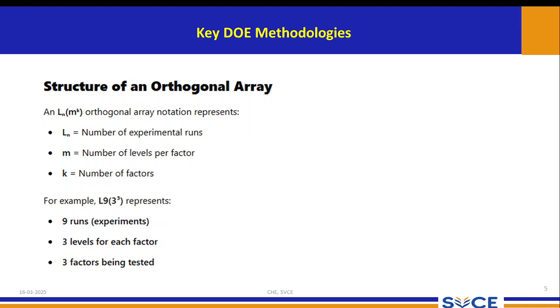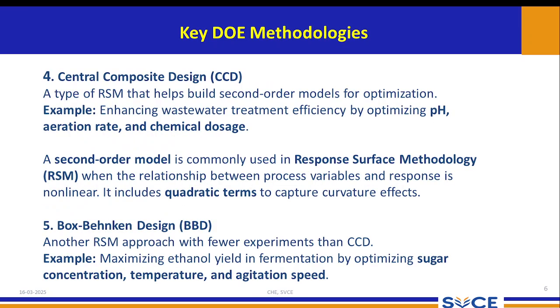So what is the 3 levels for each factor? 3 factors being tested. So you can go for 3 factors, varying them, for example pressure, temperature and concentration of the catalyst. 3 levels for each factor, number of levels per factor. Hope you understood. Okay, coming to the central composite design, a type.